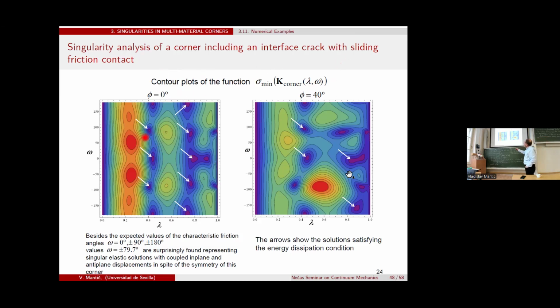It's very surprising that even if we have symmetry in the plane x1, x2, we have a non-symmetric solution. I was surprised the first time I computed this. There are some values of omega which are about 80 degrees, which were absolutely not expected. Nobody expected it. Everybody computed up to that time omega 0, 90, or 180. But we have a symmetric problem, and the solution is non-symmetric.